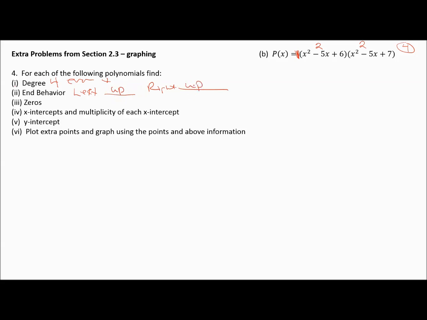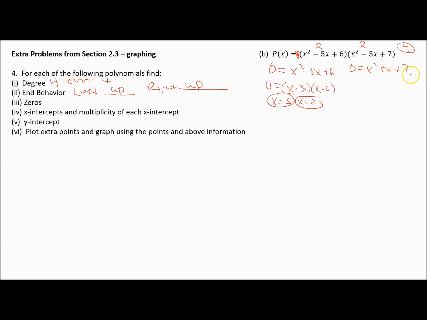The zeros, we're supposed to set each factor separately equal to 0. All right, so over here I got 0 equals x squared minus 5x plus 6, and 0 equals x squared minus 5x plus 7. Now this looks familiar to me. Didn't this same problem show up earlier to find zeros? This will factor. So 0 equals x minus 3 times x minus 2. That gives me x equals 3 is a zero and x equals 2 is a zero.